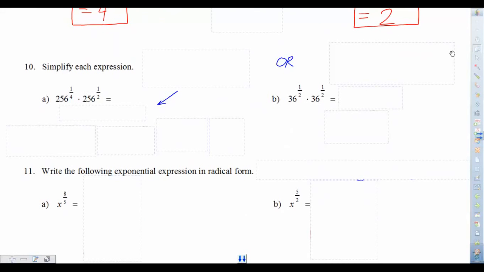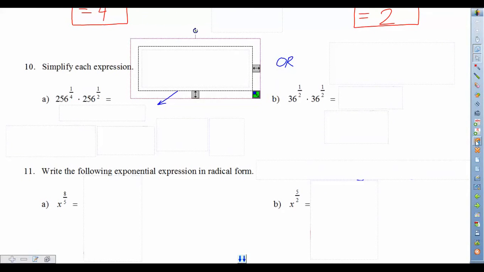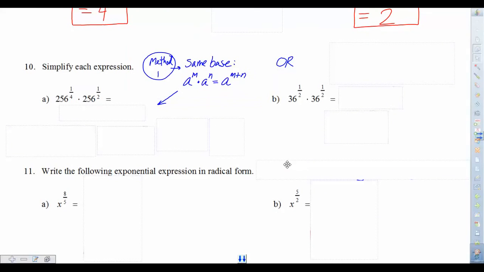Okay, looking at number 10, simplify the expression. You've got 2 routes here. Here's one route you could take. You could use the fact that, because we have the same base, 256 and 256, we can use an exponent property where we add the exponents together. The only hiccup in doing this method is, do you notice that we were trying to take 1/4 and add 1/2, and the problem is that we do not have a common denominator, so we would need to get a common denominator, and the common denominator would be 4, right?